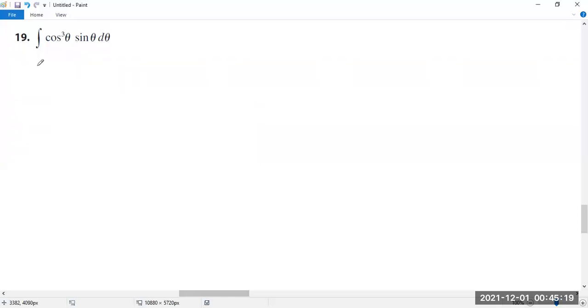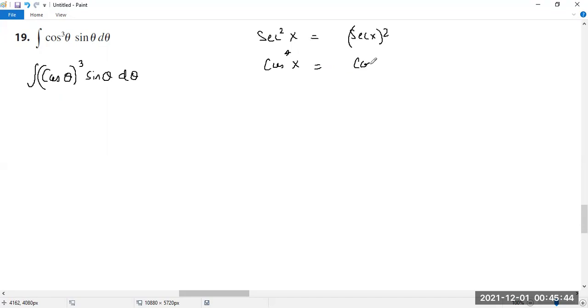So with this problem, it's best to sort of rewrite this as saying that this is cosine of theta to the third sine of theta d theta. So for instance, if you have like secant squared x, this is actually secant of x squared is what this notation is representing, or the same thing, you have cosine of the fourth. It's the same thing as cosine of x to the fourth. So the same idea is utilized here, and then it's clear to see that u should be the inner piece here, which is cosine of theta.